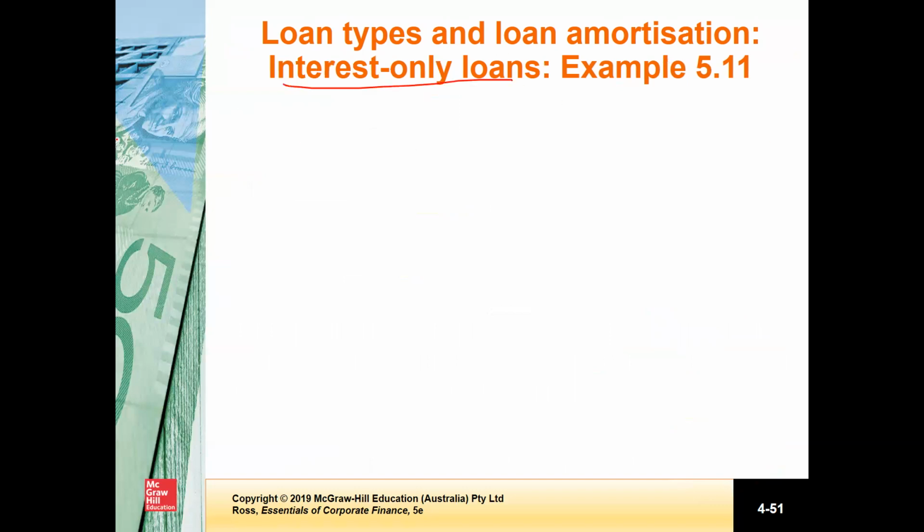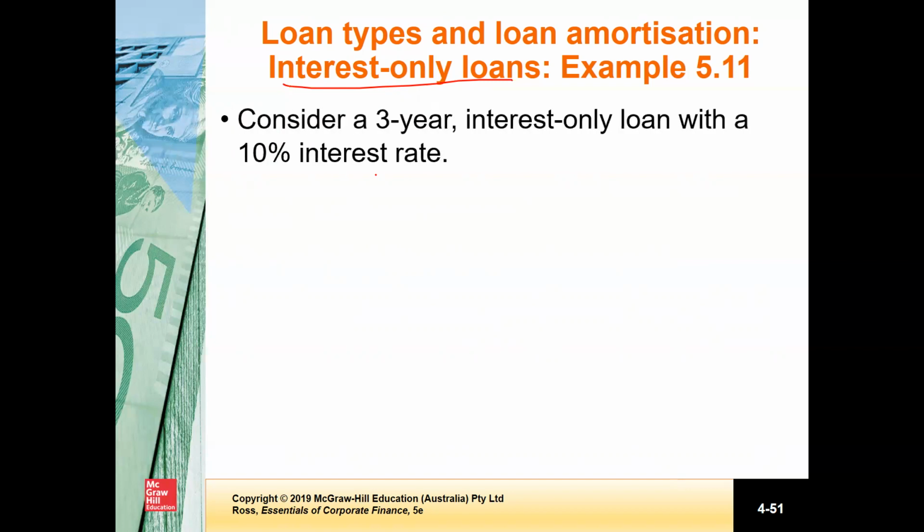The next one is interest-only loan. The second type of loan has a repayment plan that calls for the borrower to pay interest each period and to repay the entire principal at some point in the future. That's why it is called interest-only loan. So interest is paid periodically and principal is paid at the maturity.